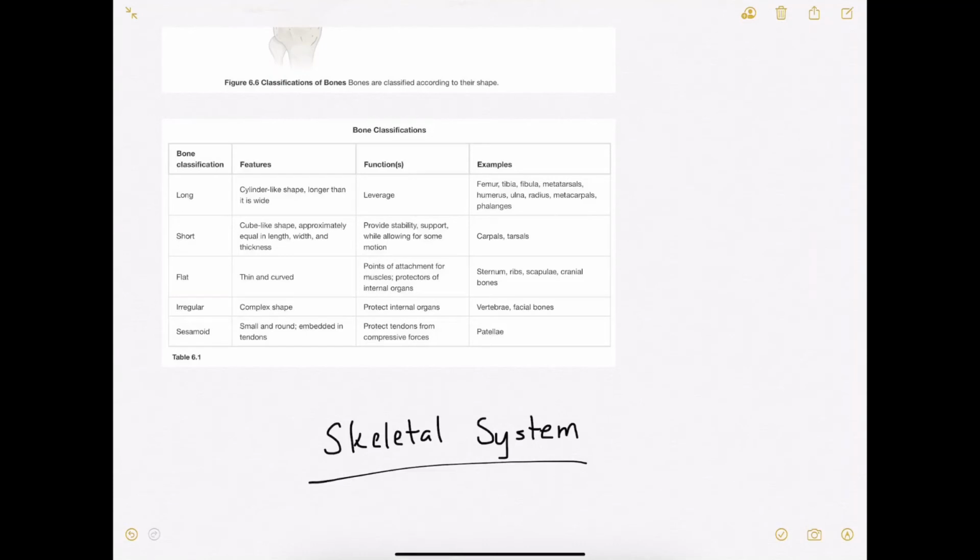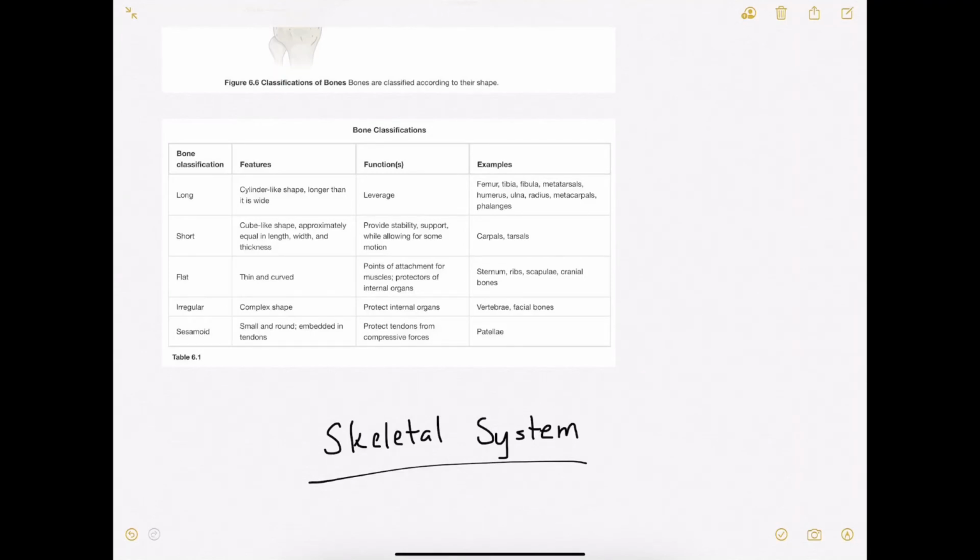But remember, think about the features here. It's cylinder-like and it's longer than it is wide. So it doesn't matter if we're thinking about a very, very long bone in length, or a short one in length, it has the same features as a femur or a humerus.